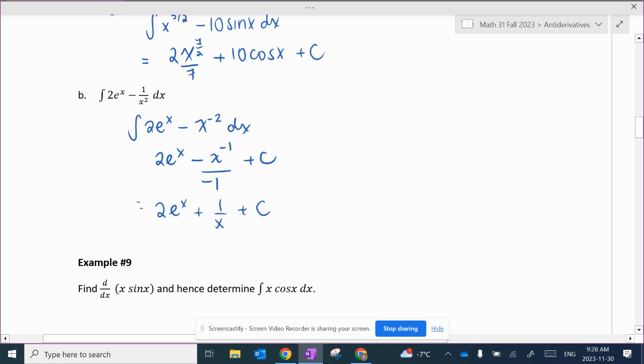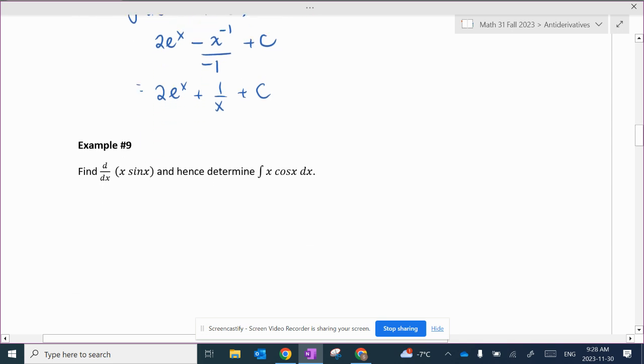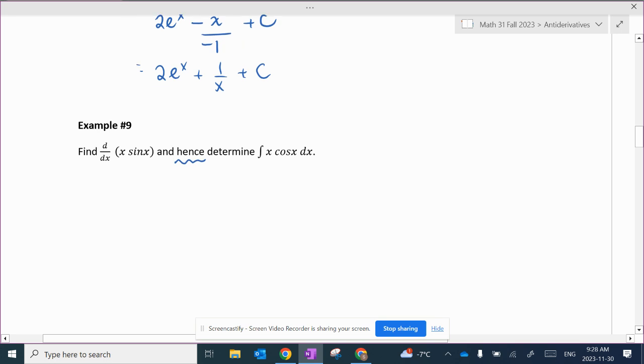Okay, this example, this is something that happens a lot in higher level math classes where you're guided through the steps of your problem by being asked to do something else. And a big indicator that that's what's happening is when you see the word hence. Okay, so in this one, it's asking us to start by finding d over dx of x sine x.